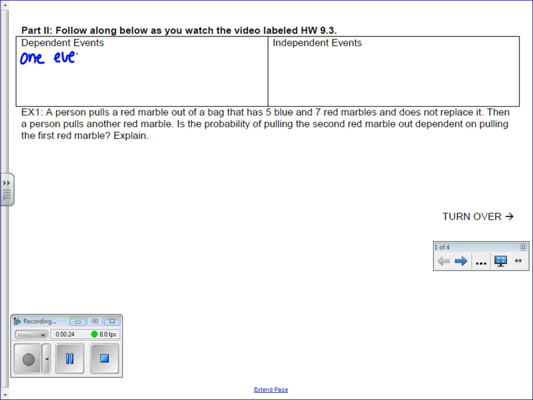One event occurrence changes the probability of another event occurring.